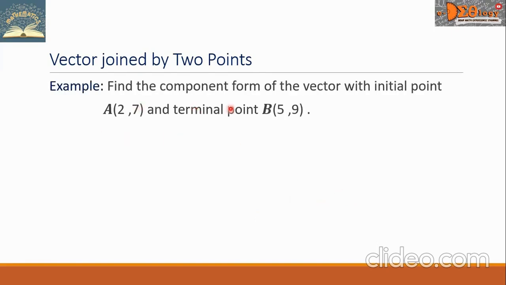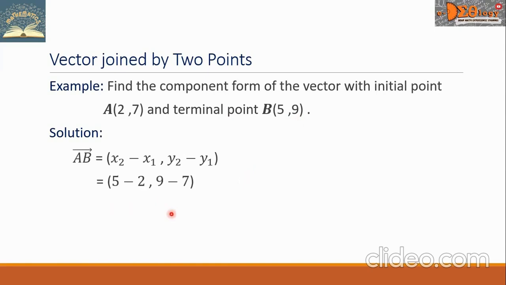Example, find the component form of the vector with initial point A 2, 7 and terminal point B 5, 9. For our solution, this is our formula. Let us substitute the corresponding values. It becomes like this. This is now 5 minus 2, comma, then 9 minus 7. When we simplify this, we have 3, comma, 2. This is our final answer.